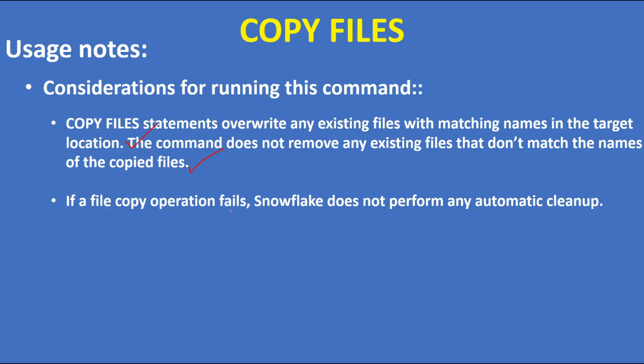If a file copy operation fails, Snowflake doesn't perform any automatic cleanup, like you don't have a rollback kind of thing. For example, in your copy files operation you have mentioned five files. After copying two files, if you get any error during the third file, it will not clean up the two files already copied. Those will be there in the target location.